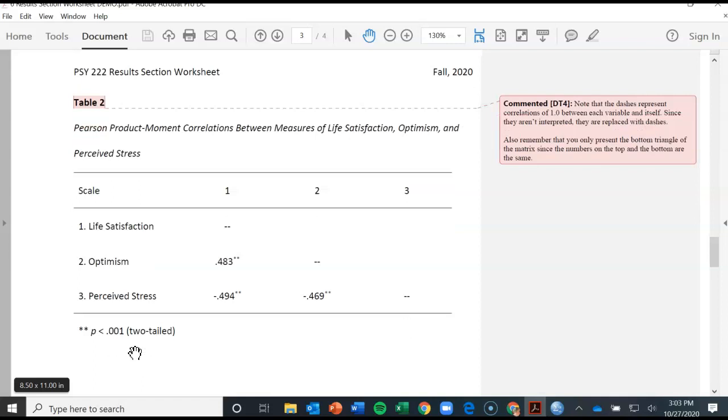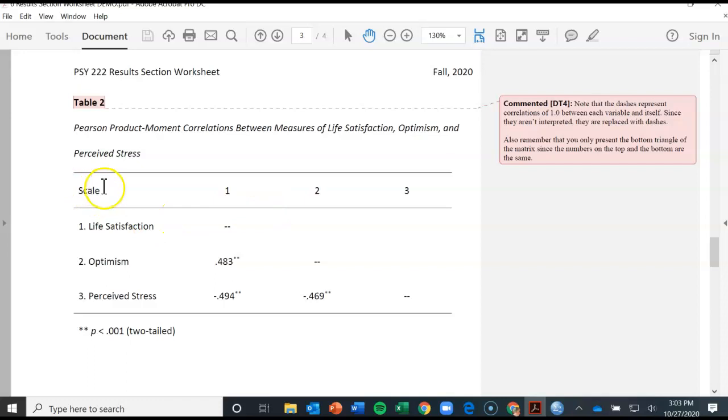All right, my Table 2 is the correlation matrix. I have my three quantitative variables. Now, one way of doing this, there are other ways of doing it, but I find this the most aesthetically easy to read. The word Table, the number 2, are in bold. The title is double-spaced and in title case. The column headings are across the top, and they are bordered by a top border and a bottom border only.